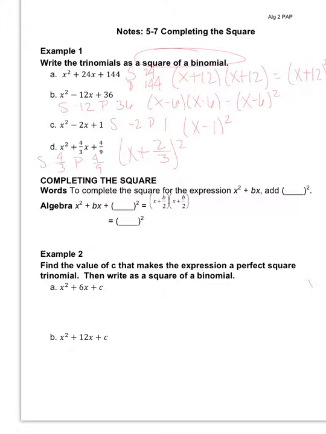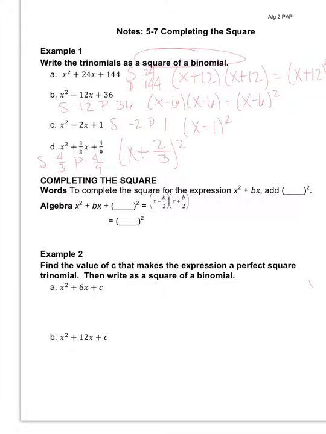Okay, so we will use that information to complete the square. Now when you're completing the square, what you're trying to do is find your c, which is your constant on a quadratic equation. You want to find that so that when you factor it, you're going to get a binomial squared.